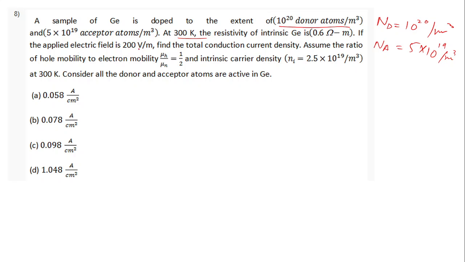If the applied electric field is 200 volt per meter, find the total conduction current density. Assume the ratio of hole mobility to electron mobility is this. Okay, let's do it step by step.